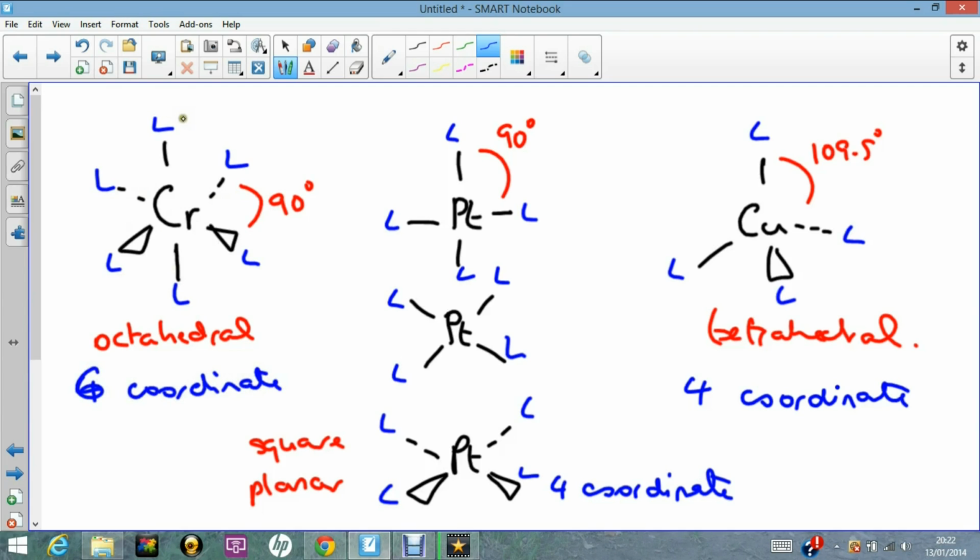Even if some of these ligands are bidentate, so let's have a look at, if this is bidentate, we still look at the number of bonding pairs, so it's still 1, 2, 3, 4, 5, 6, it's still 6 coordinate. If we went over here and made these into bidentate ligands, it's still got 1, 2, 3, 4 bonded pairs around that central metal ion, it's still 4 coordinate.